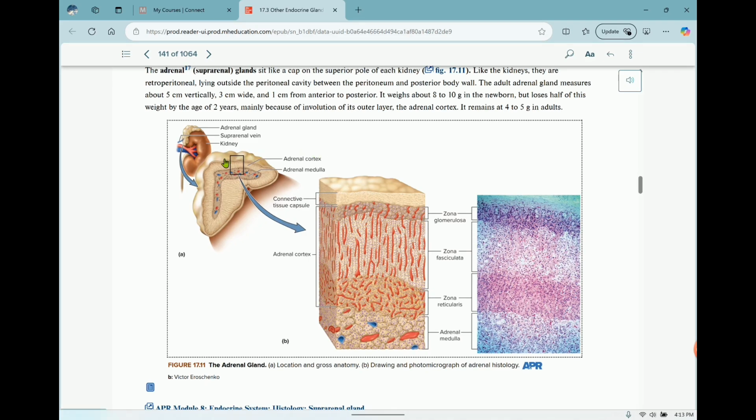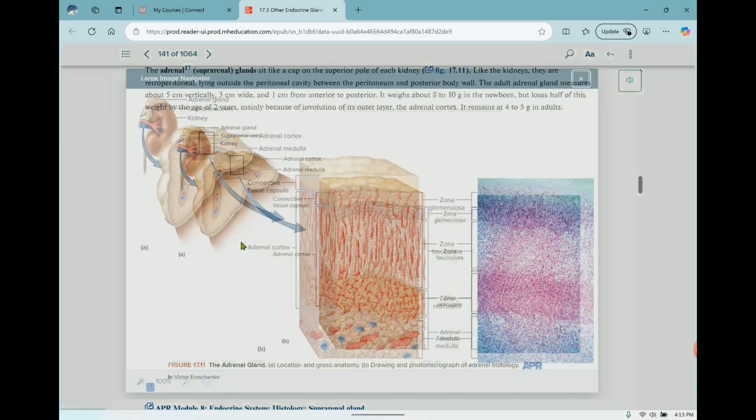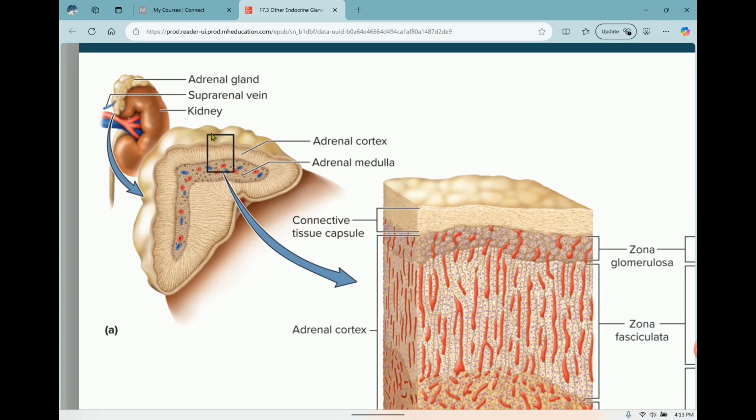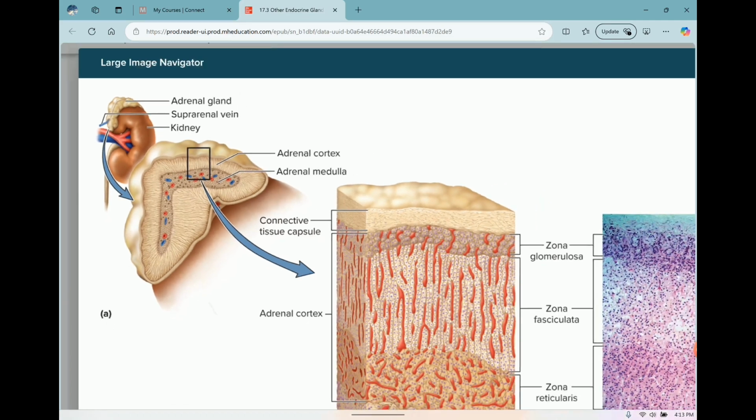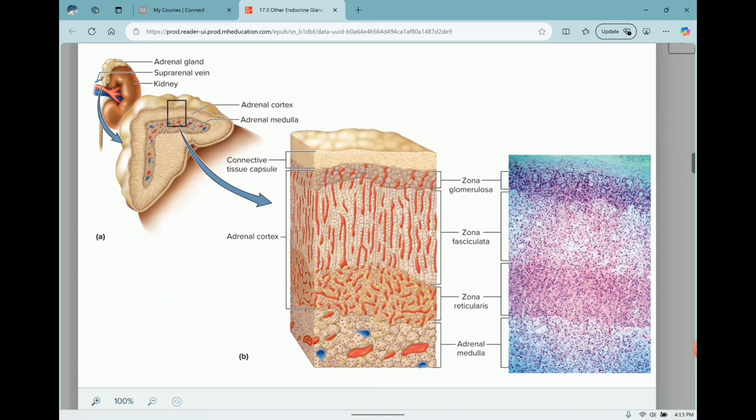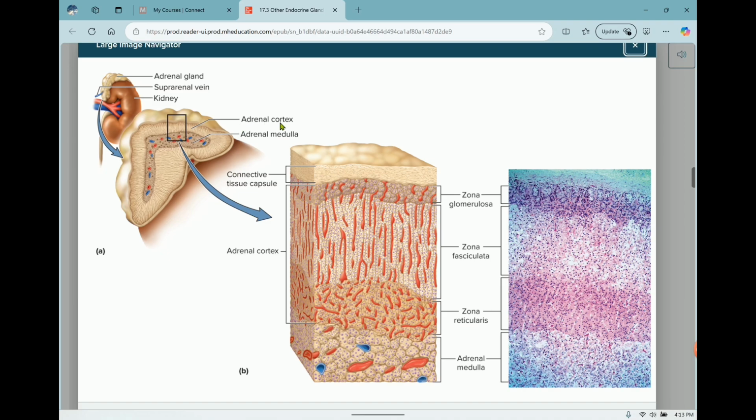So what they did is they took a cross-section. Okay, there's a cross-section from the adrenal glands, and so enlarged it. And you'll notice that there are 4 layers. Okay, 3 layers are in the actual cortex. So we have the adrenal cortex and the adrenal medulla.